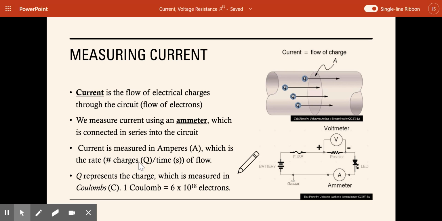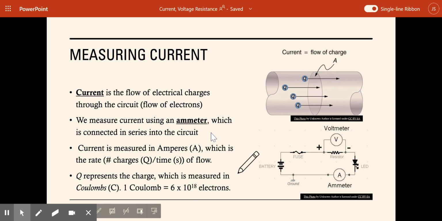Current basically is the number of charges, so the number of coulombs per second. 1 amp, which is the unit we use, or 1 ampere, would mean that we have 6 times 10 to the 18 electrons passing through 1 point for every second. Okay, if you have 2 amps, you would multiply this by 2 to find out how many electrons are passing through. 3 amps, multiply by 3.